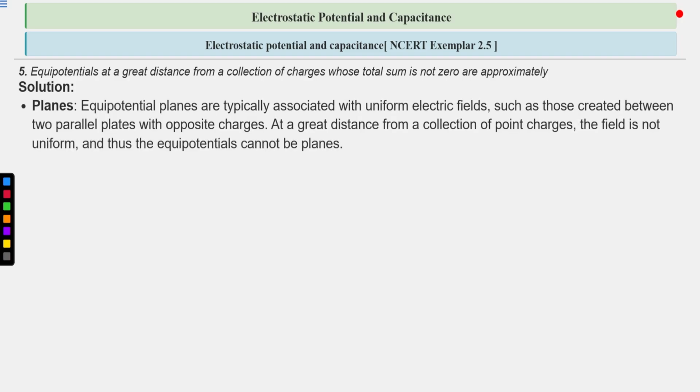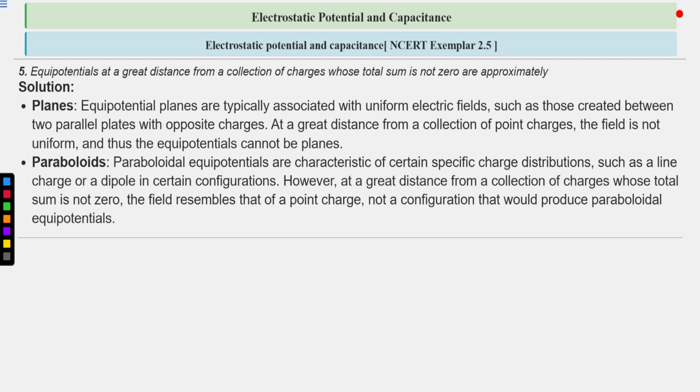So plane equipotential surfaces are typically associated with a uniform electric field, not a point charge, such as those created between two parallel plates with opposite charges. In the plates of a capacitor, there is a uniform electric field. At a great distance from a collection of point charges, the field is not uniform, and thus equipotential surfaces cannot be planes. So planes cannot be the answer.